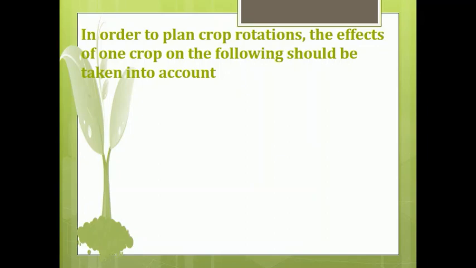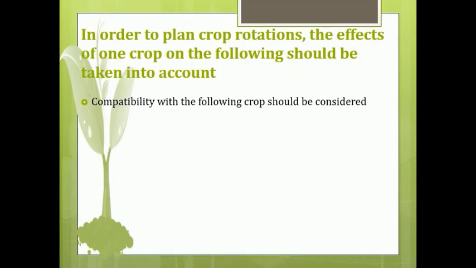In order to plan crop rotations, the effects of one crop on the following crop should be taken into consideration. In that case, compatibility with the following crop is very important. Otherwise, the whole system may collapse, and the ultimate goal of having good yield, soil productivity and environmental quality through the crop rotation might not be there.